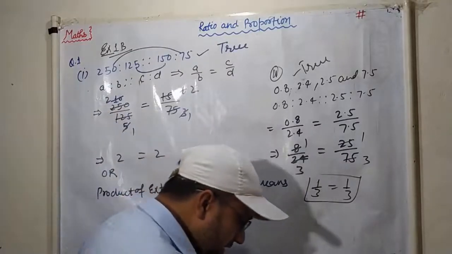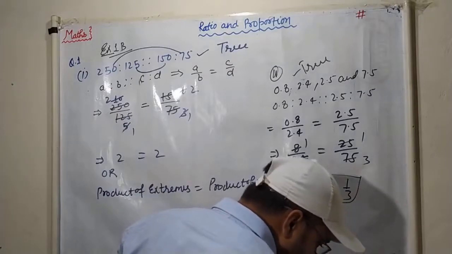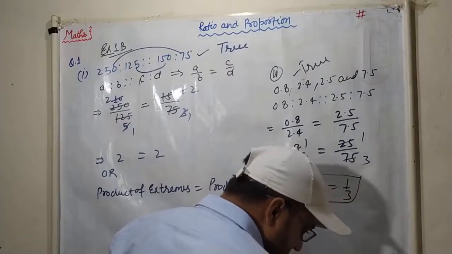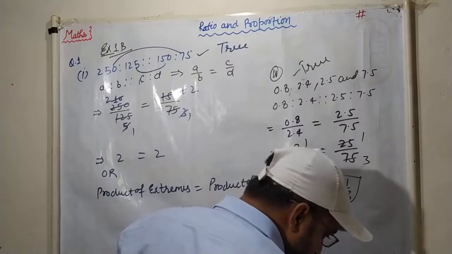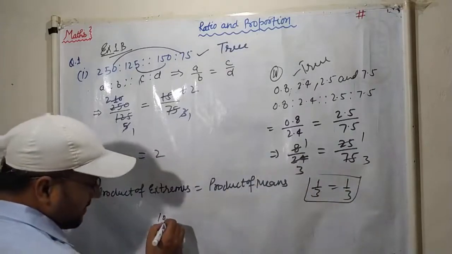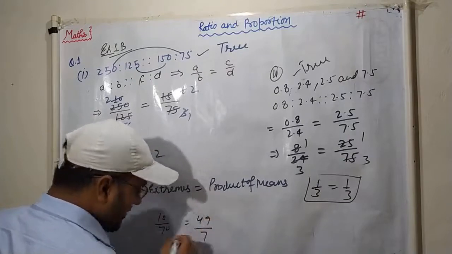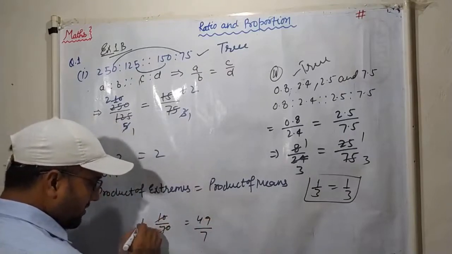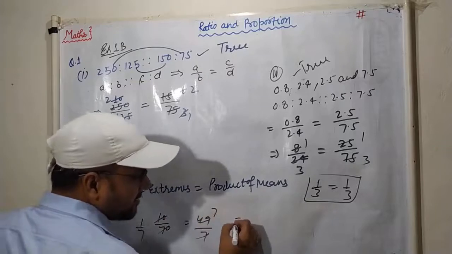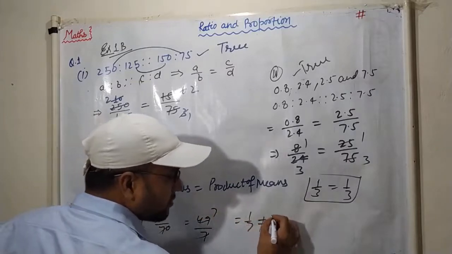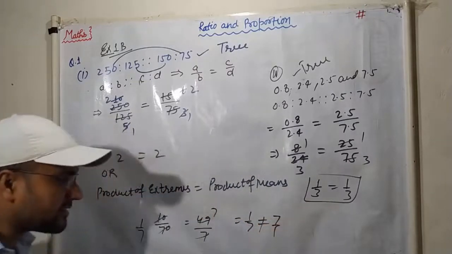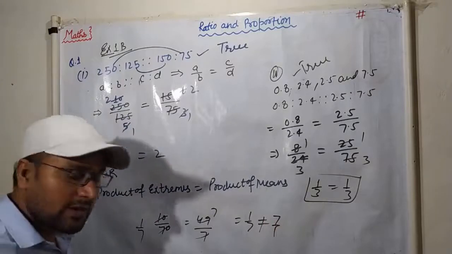Now question number third, 10 men and 70 men, 49 women and 7 women. 10 upon 70 is equal to 49 upon 7. Can you get the same numbers? You will get 1 upon 7, and here 7 upon 1, so 1 upon 7 is not equal to 7 upon 1. So means the third one is wrong, that is false.